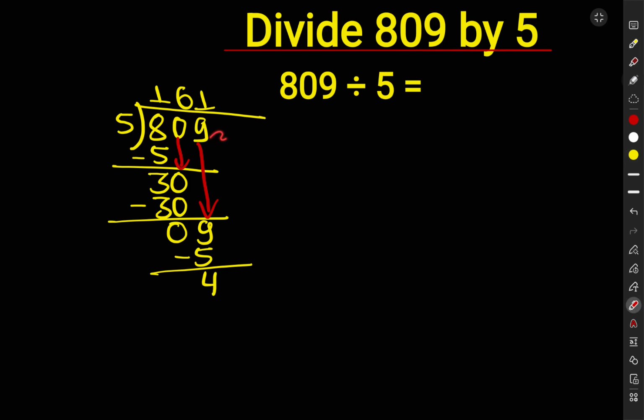So now we have no other number to put down. So we take here a decimal, so that we put 0. So it is 40 and 5 times 8 is 40. On subtracting we get 0.